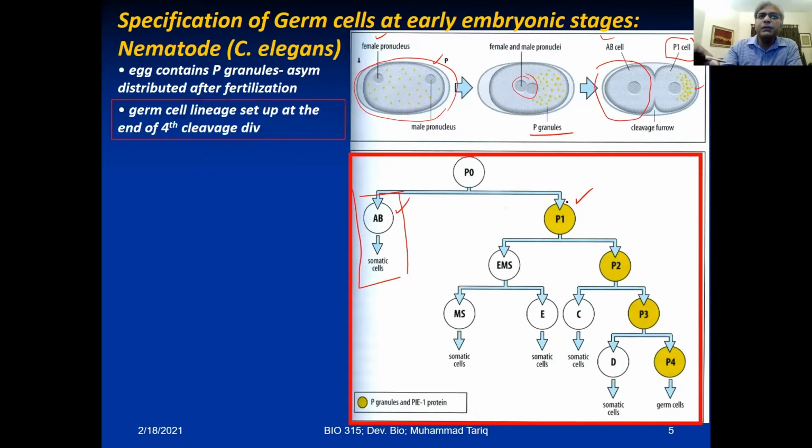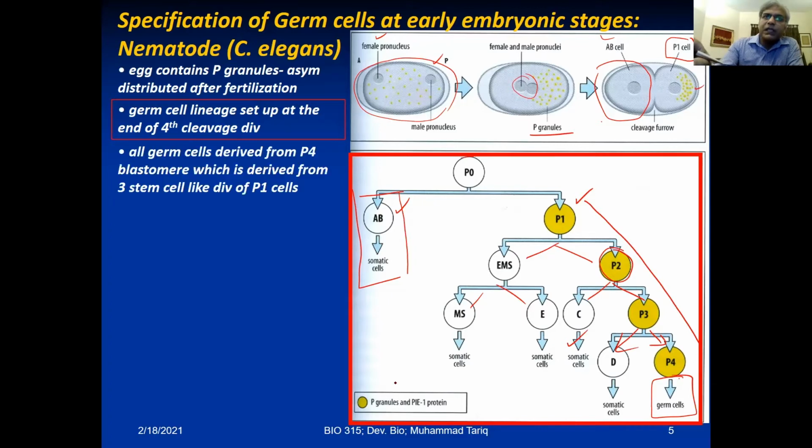However, this P granule containing cell P1, we also call them P blastomeres, undergoes four stem cell like cell divisions, again asymmetrical. One of the cells will inherit all the P granules, so it is an unequal cell division. P2 will again divide. One will be a P granule containing cell. The other will contribute to somatic cells. Here also the EMS will contribute to somatic cells. Then the final P4 is going to divide again asymmetrically, but the P4 is special: all the germ cells in nematode originate from the P4 blastomere.